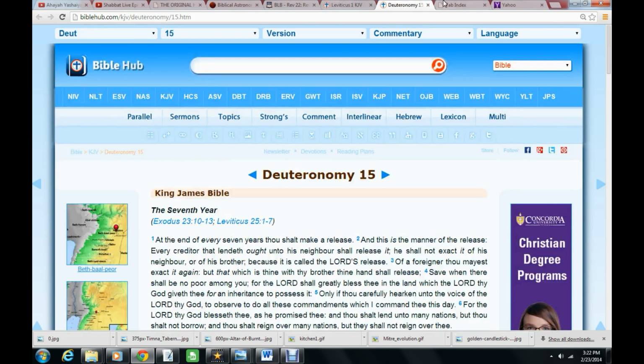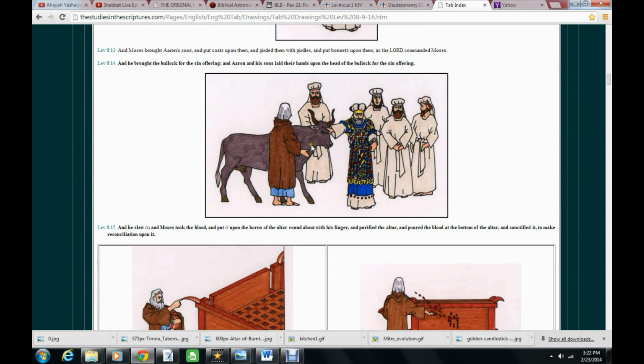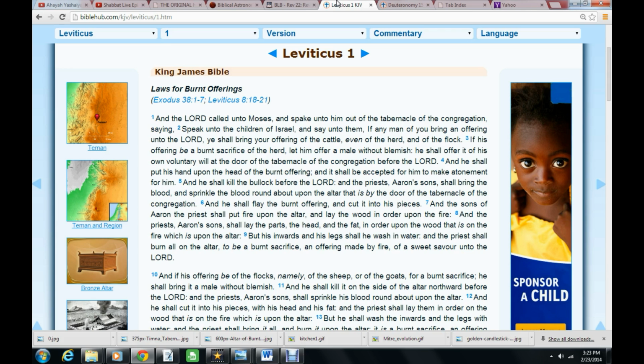So before you start sacrificing anything, you got to make sure that you put your hand on the bull. And you see how everyone has different clothing than the priest. And it shall be accepted for him to make atonement for him, which means cleansing. He'll be helping us cleanse that particular sheep or ox or bullock or whatever. And he shall kill the bullock before the Most High.